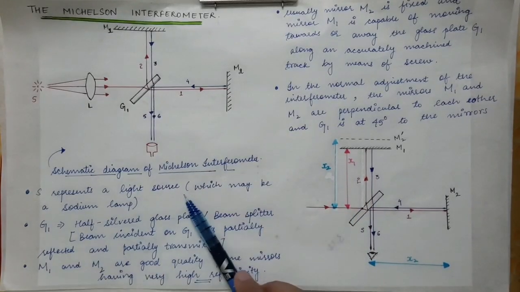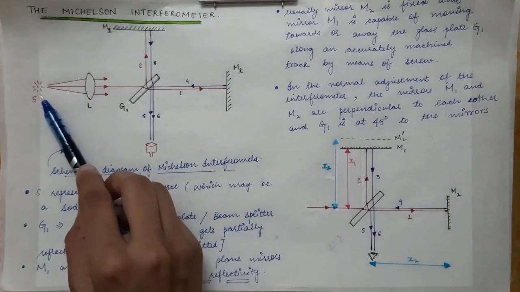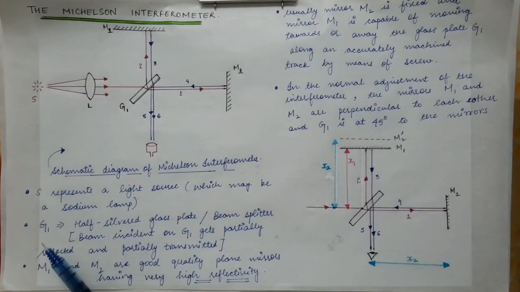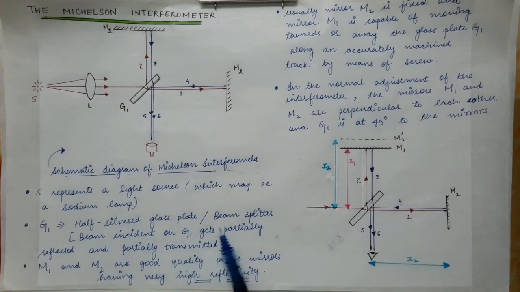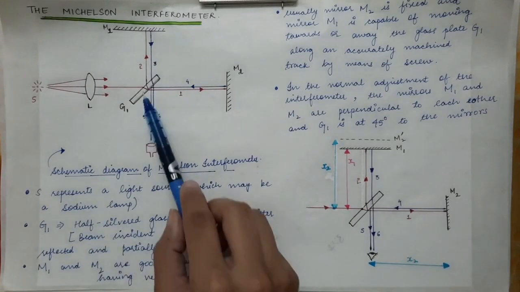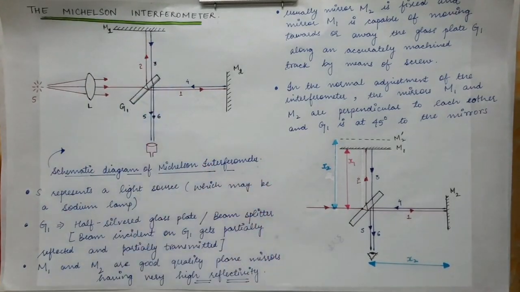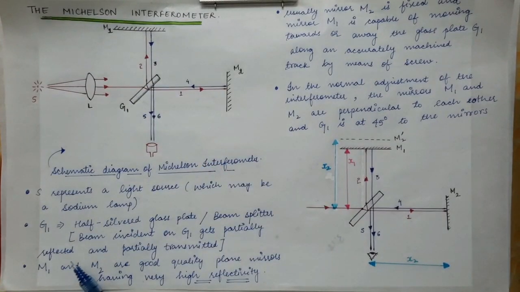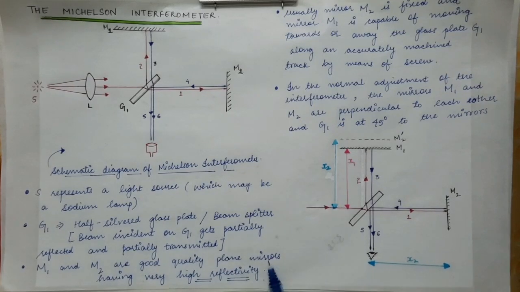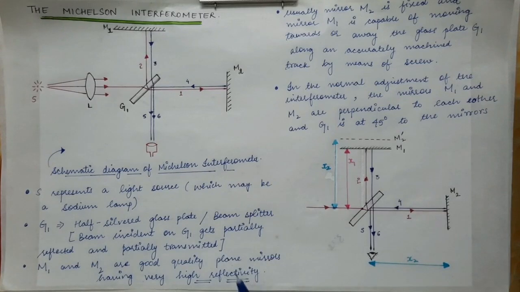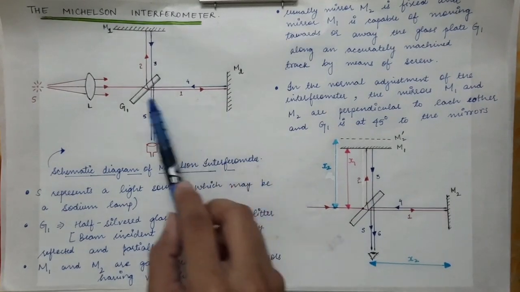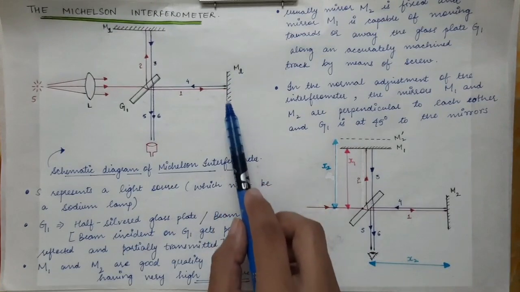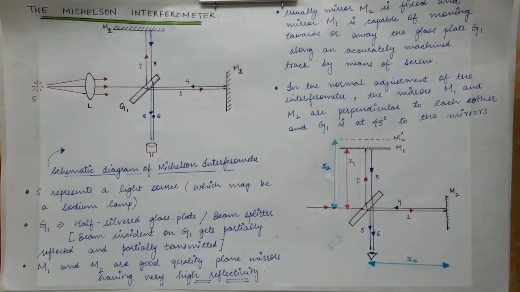Now S represents a light source, which may be a sodium lamp, and G1 is the half silvered glass plate, or the beam splitter. The light falling on the plate G1 will get partially reflected and partially transmitted. M1 and M2 are good quality plane mirrors having very high reflectivity, so almost all the rays falling on the mirrors will get reflected as they are.